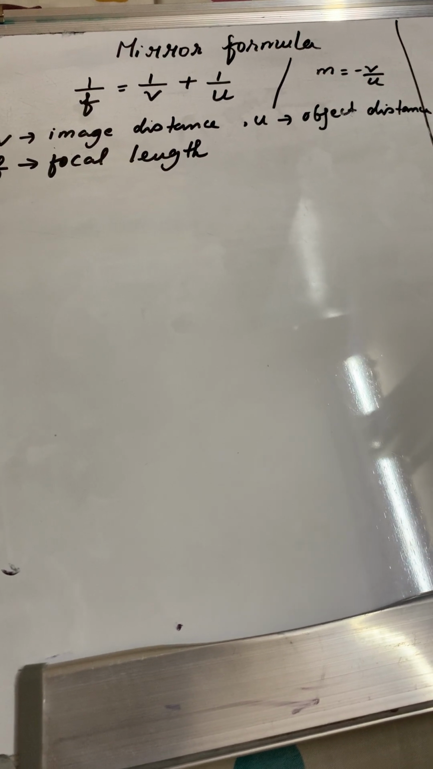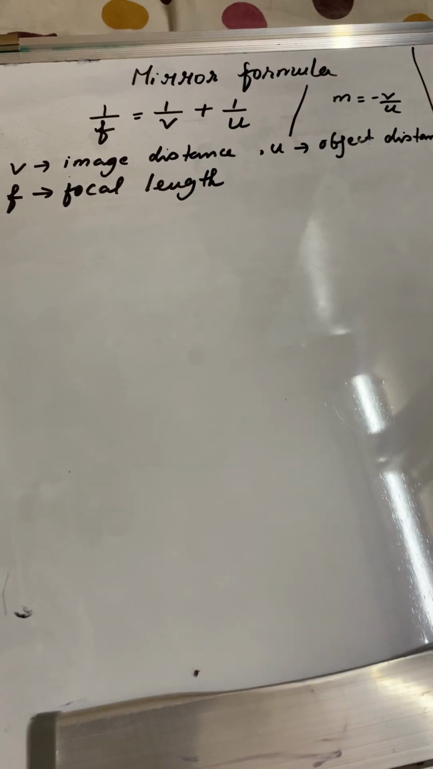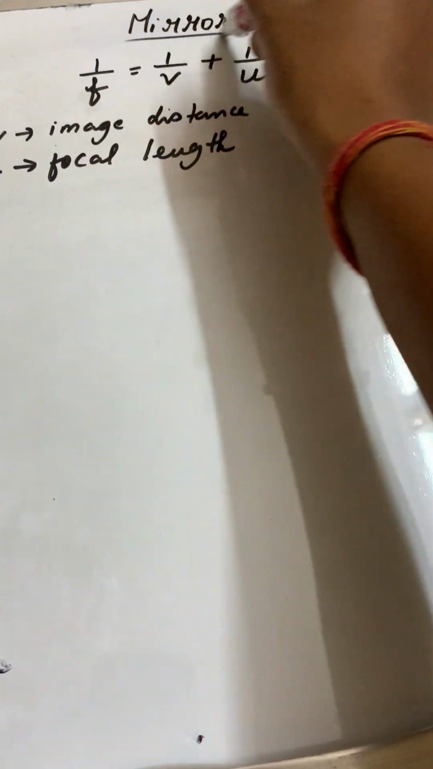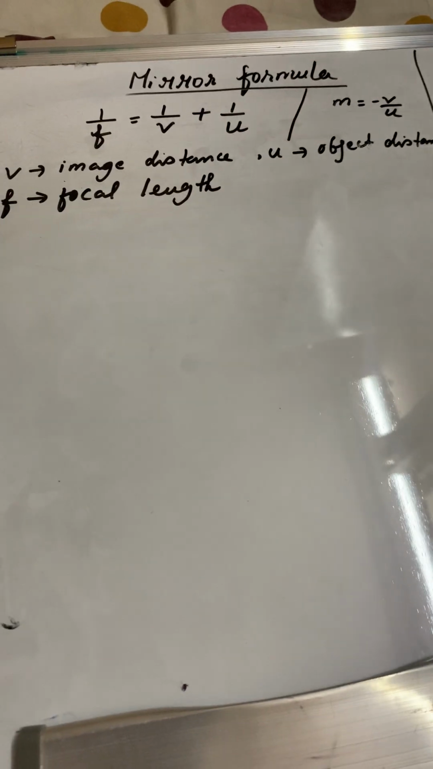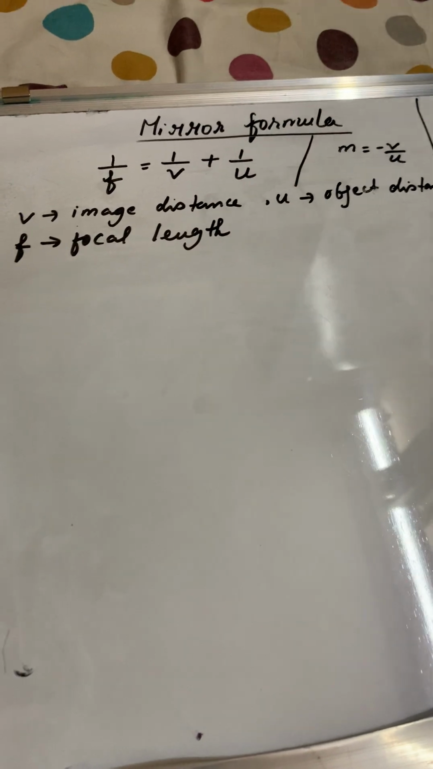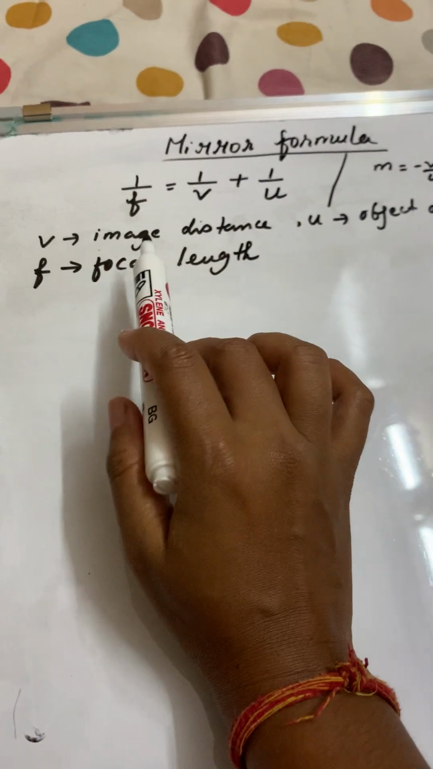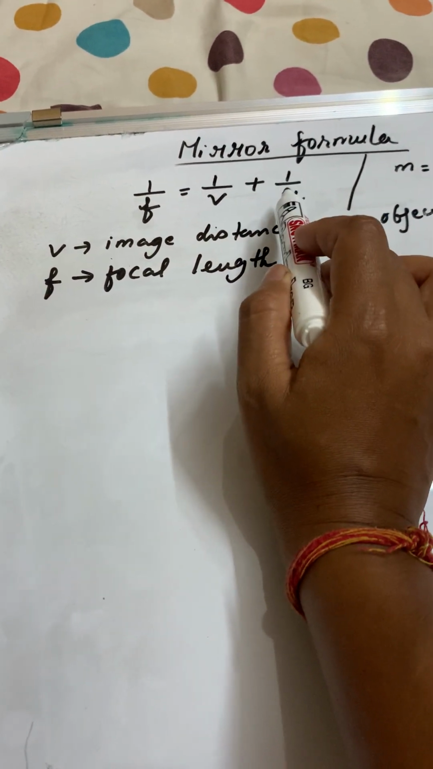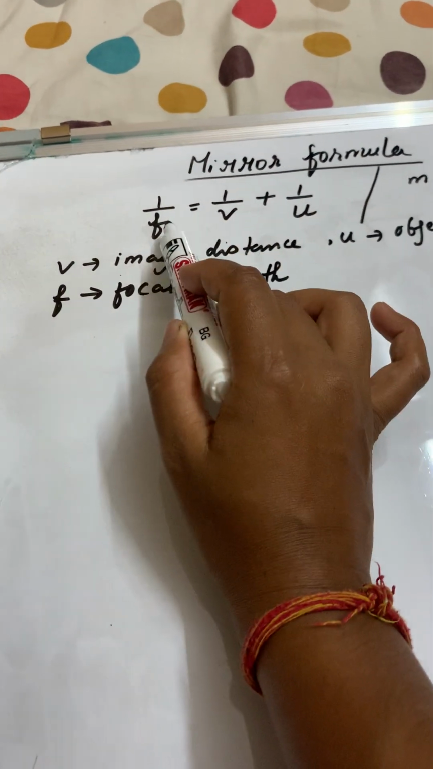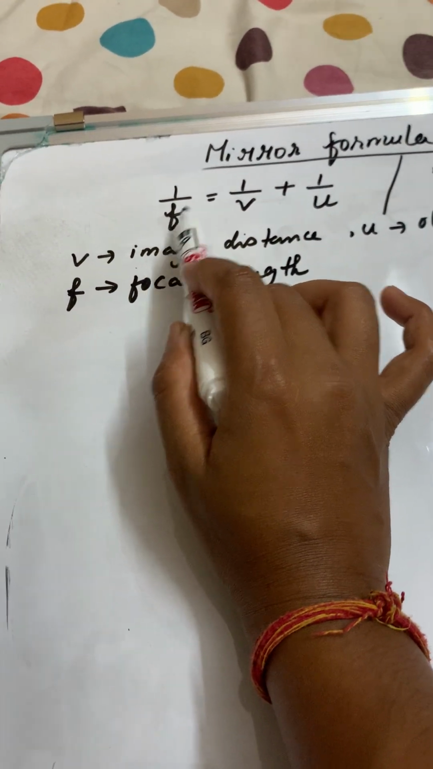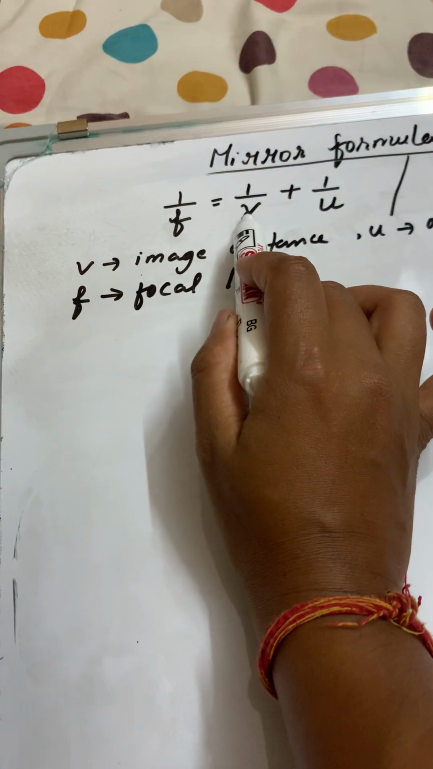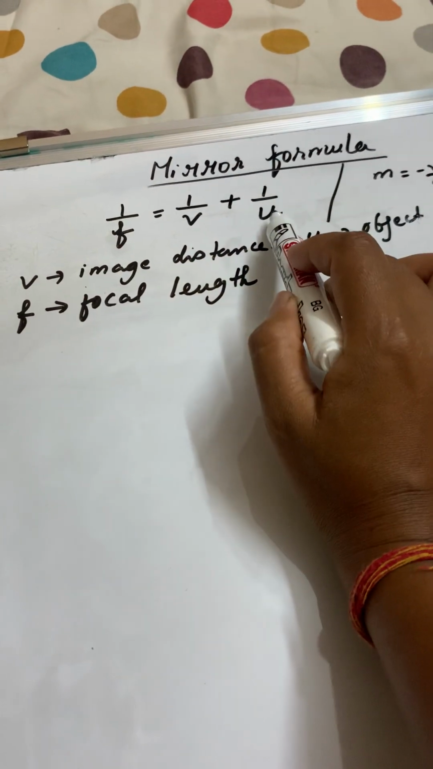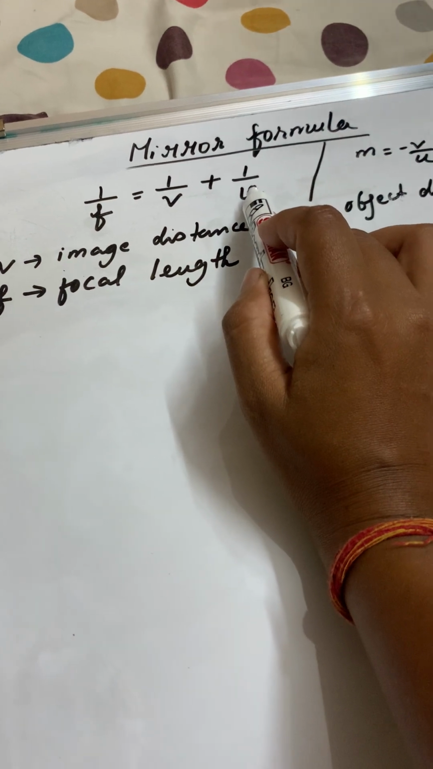Welcome back, students. Today we will be doing a very important topic of the mirror, which is the mirror formula. When you open the textbook, you will see the mirror formula given as 1/f = 1/v + 1/u, where f denotes the focal length, v denotes the image distance, and u denotes the object distance.